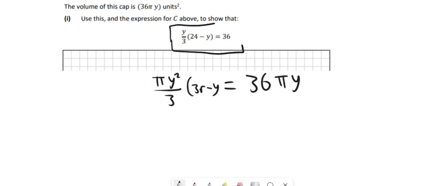So, well, I cancel out things on both sides. So if I cancel out the pi's on both sides, I can cancel out one of the y's. So just that y. And then, yeah, it works out then quite simply, doesn't it?